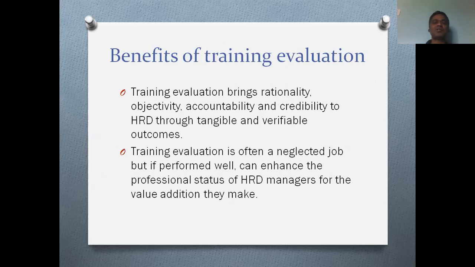Benefits of training evaluation. What are the benefits the trainees get because of training? And also for the organization, what are the benefits because of this training evaluation? The first one is that training evaluation brings rationality, objectivity, accountability, and credibility to human resource development through tangible and verifiable outcomes. And if performed well, it enhances the professional status of the HR managers.